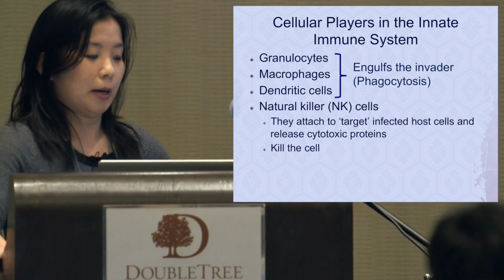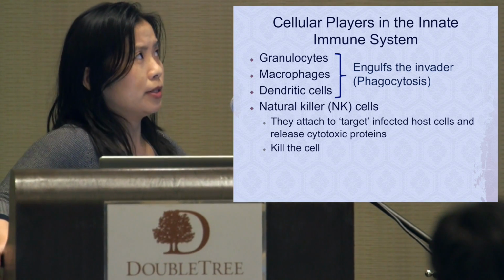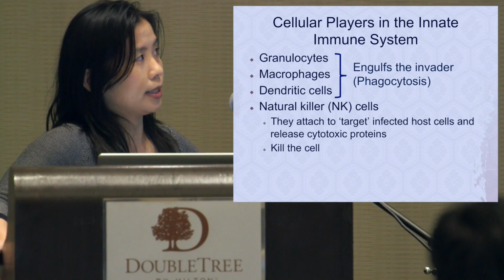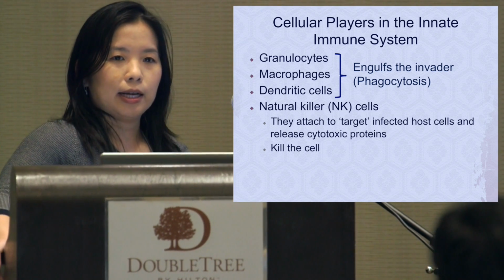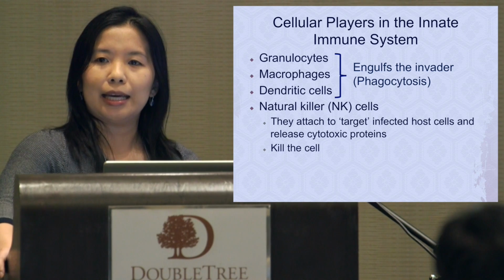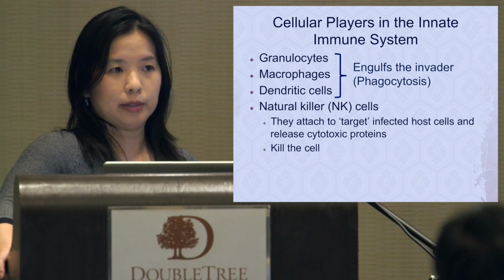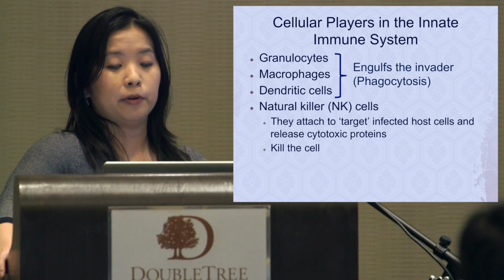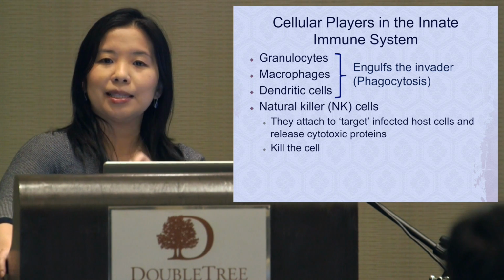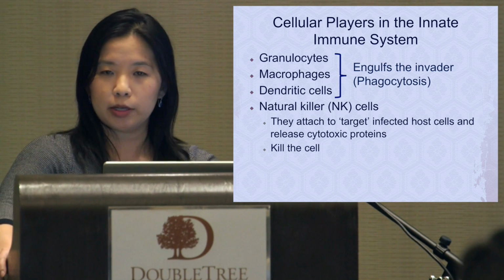So we have cells. You don't need to memorize all the cells, but essentially we have the macrophages, dendritic cells. The first three, I call them the eater cells. They eat the microbe. That's their whole job. And the term for that is phagocytosis. But the bottom line is they just eat it away to make sure it doesn't infect anything else.